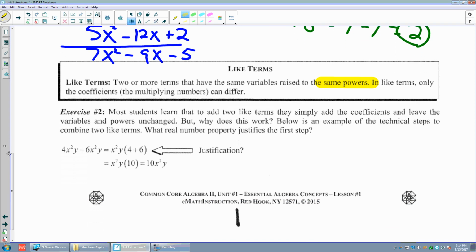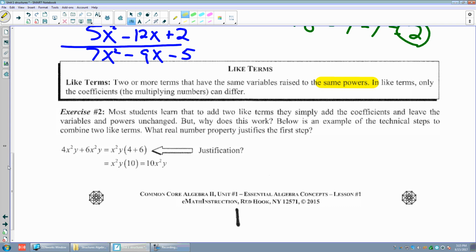Exercise 2. Most students learn to add two like terms. They simply add the coefficients and leave the variables and powers unchanged. Right. But why does this work? Below is an example of the technical steps to combine the like terms. What is the real property? Justify the steps.